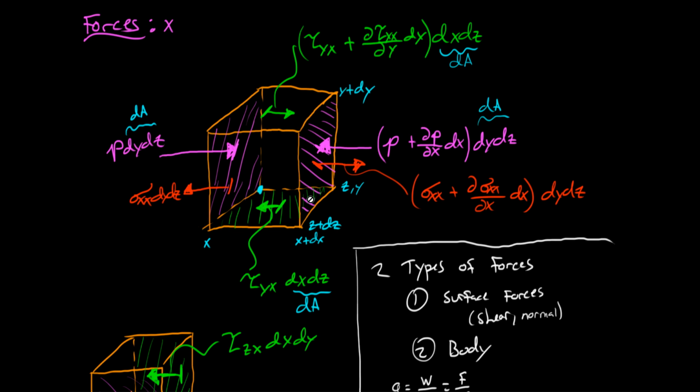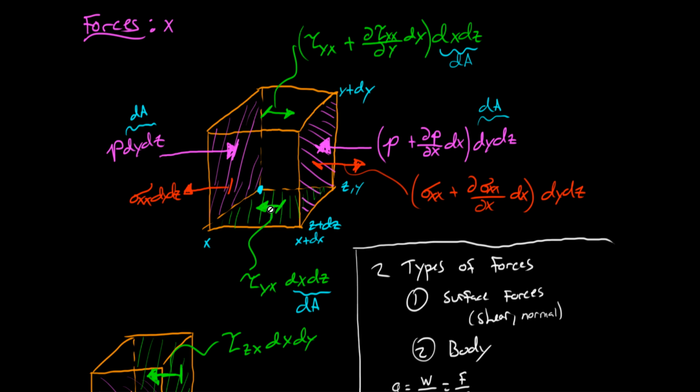And on the right-hand side, we have pressure as well. It's acting in the opposite direction. And it's the value of pressure plus, using the Taylor series expansions, which we went over in the continuity equation derivation, dp/dx times dx, which tells us the pressure evaluated at the right-hand side of the box, again multiplied by dA. So that gives us the pressure force.